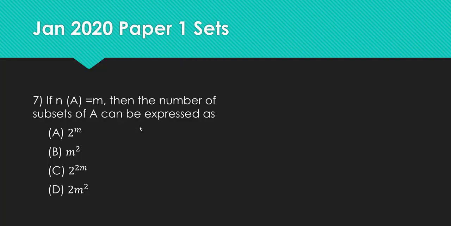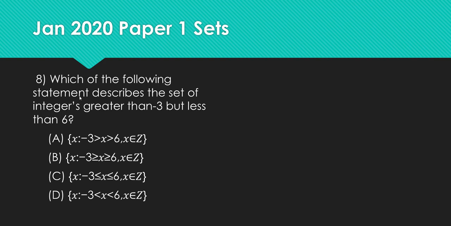Let's look at this one. If the number of elements for A is M, then the number of subsets of A can be expressed as, again, I told you the formula for this is 2 to the power of the number of elements, so it would be 2 to the power of M. So the answer here is A.